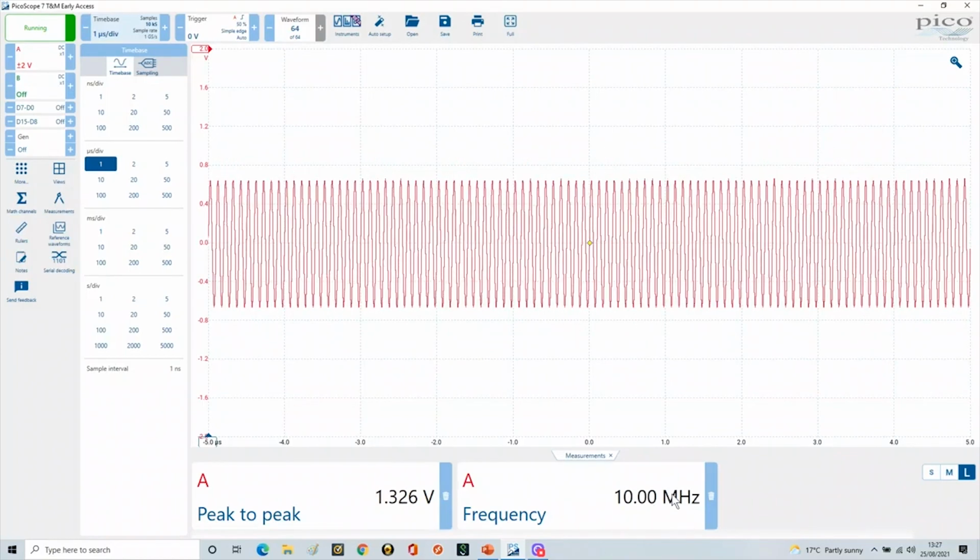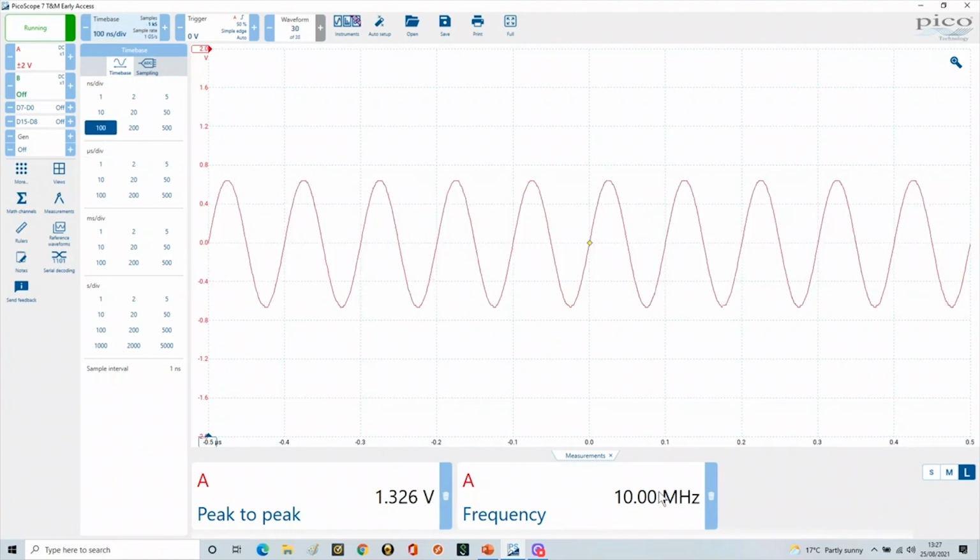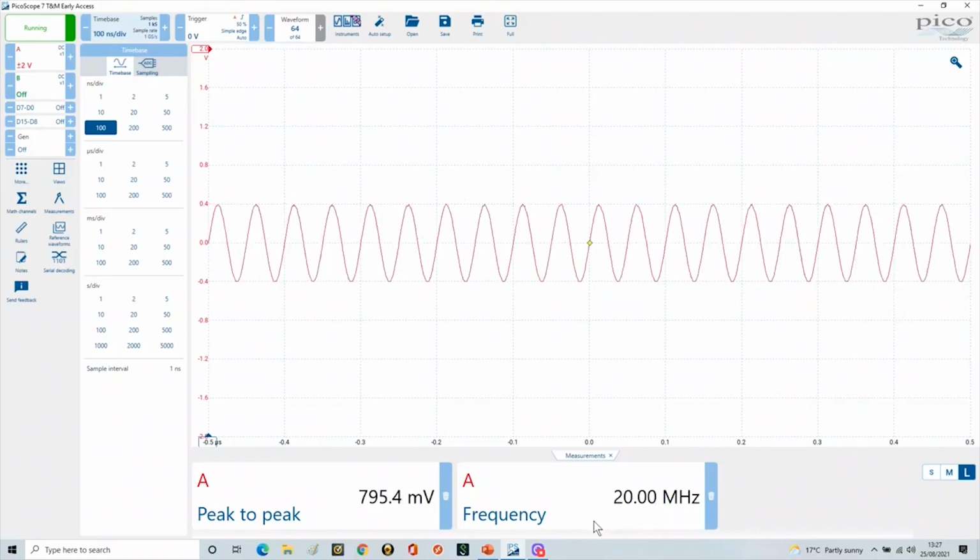Here we're now on 10 megahertz, and now you'll see our peak-to-peak signal has dropped. So it's now 1.326. Let me just open this up a little bit. And if I now go to the maximum range of my signal generator, which is 20 megahertz, I'm just going to put in 20 megahertz here. And you'll see the signal's dropped again to around about 0.8 volts.